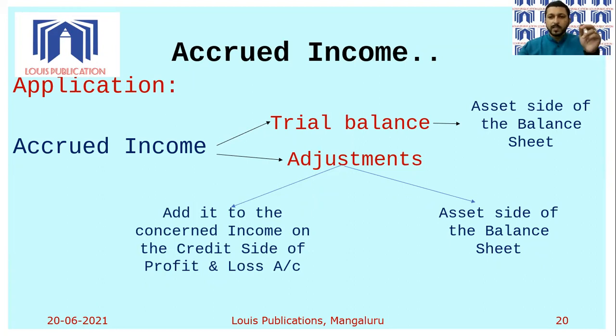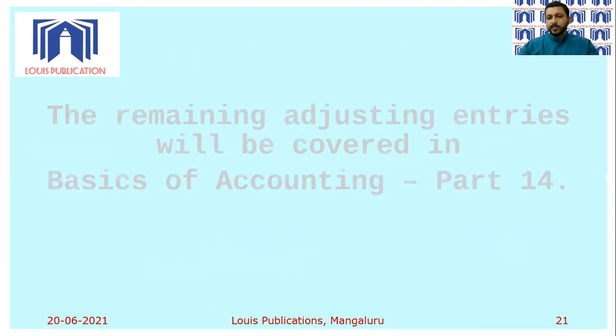Outstanding income is income earned, due, not received. Accrued income is income earned, not due, and hence not received. So this is about the treatment of accrued income if it is given in the trial balance and if it is given in the adjustment. If in the trial balance, for any item, only one effect. If given as an adjustment, two effects. That is fulfillment of the double entry principle.